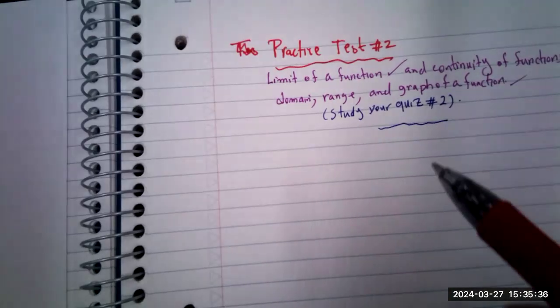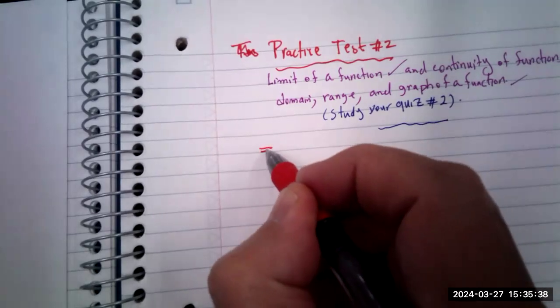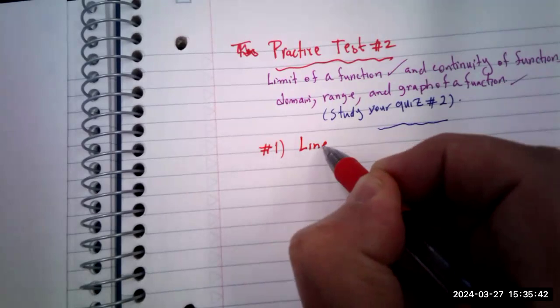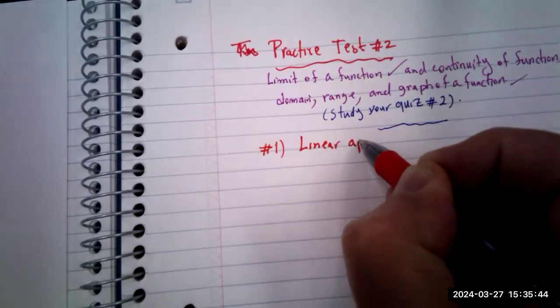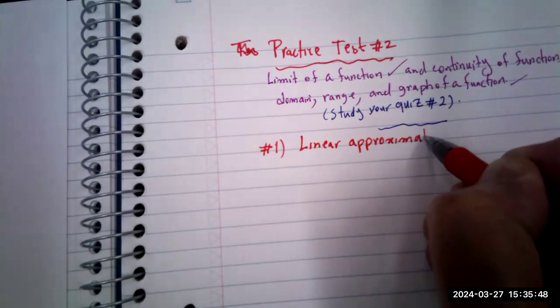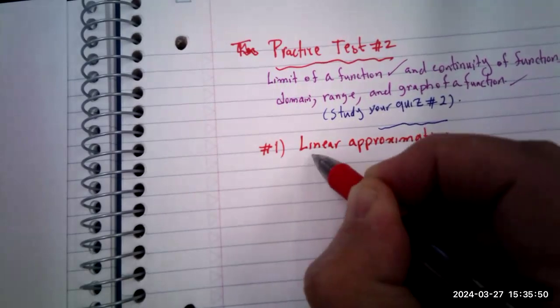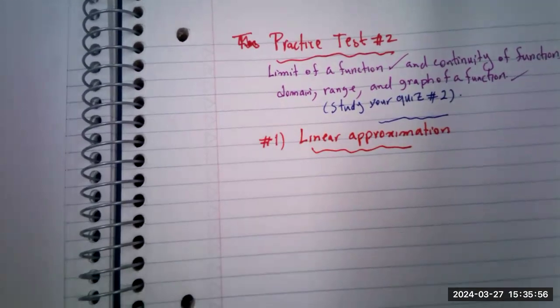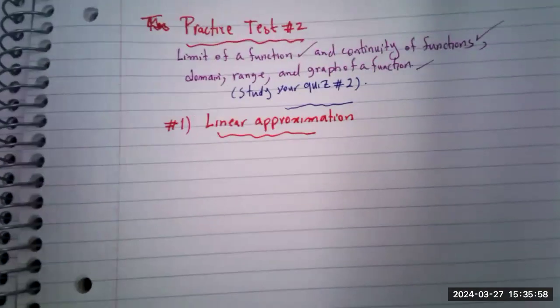The next topic is linear approximation. So this is going to be number 1. We are interested in linear approximation of a function, and we're mostly interested in a function of 3 variables. 2 or 3 variables, doesn't matter. So the formula is this one.